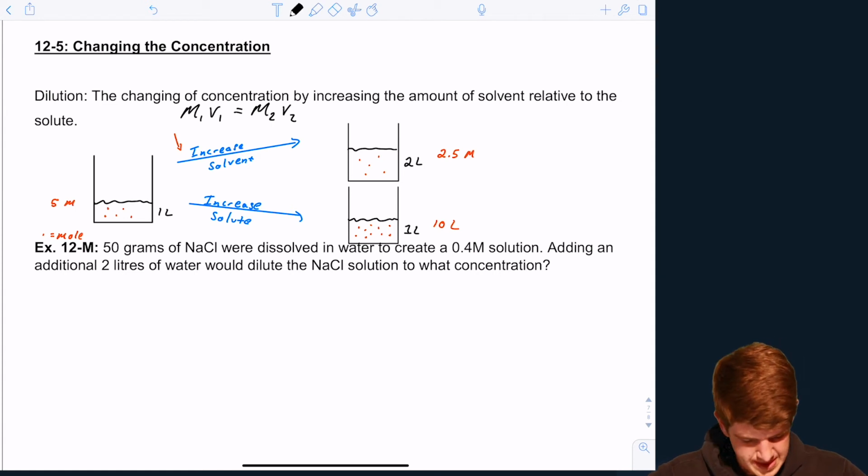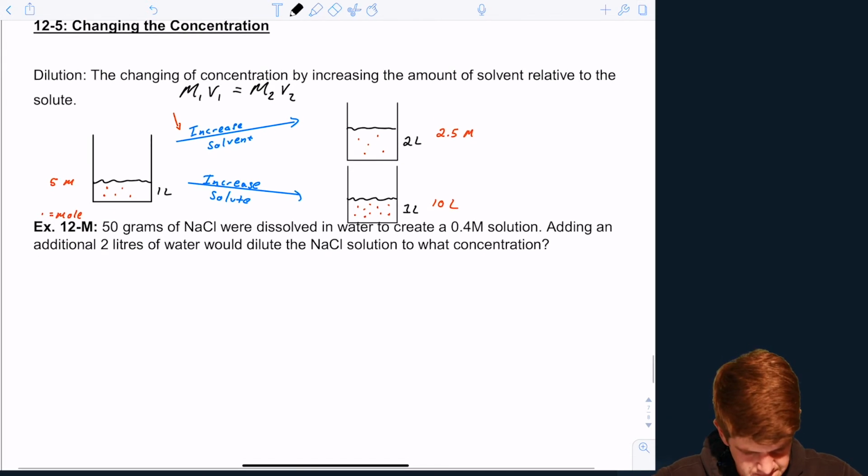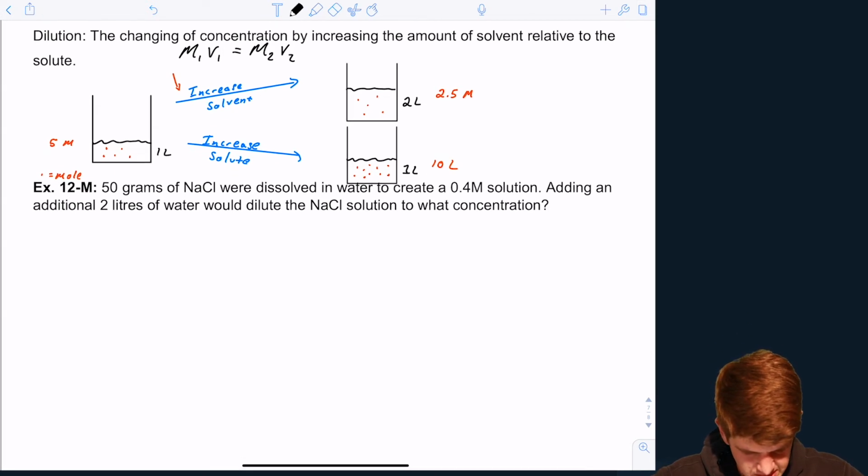So now let's look at a problem that involves dilution. 50 grams of NaCl were dissolved in water to create a 0.4 molar solution. Adding an additional 2 liters of water would dilute the NaCl solution to what concentration?